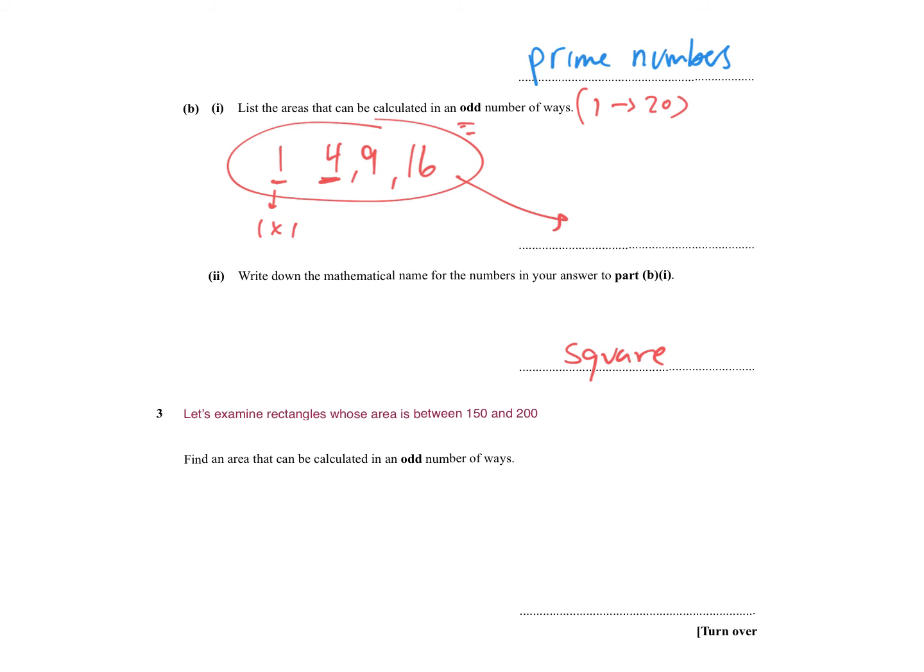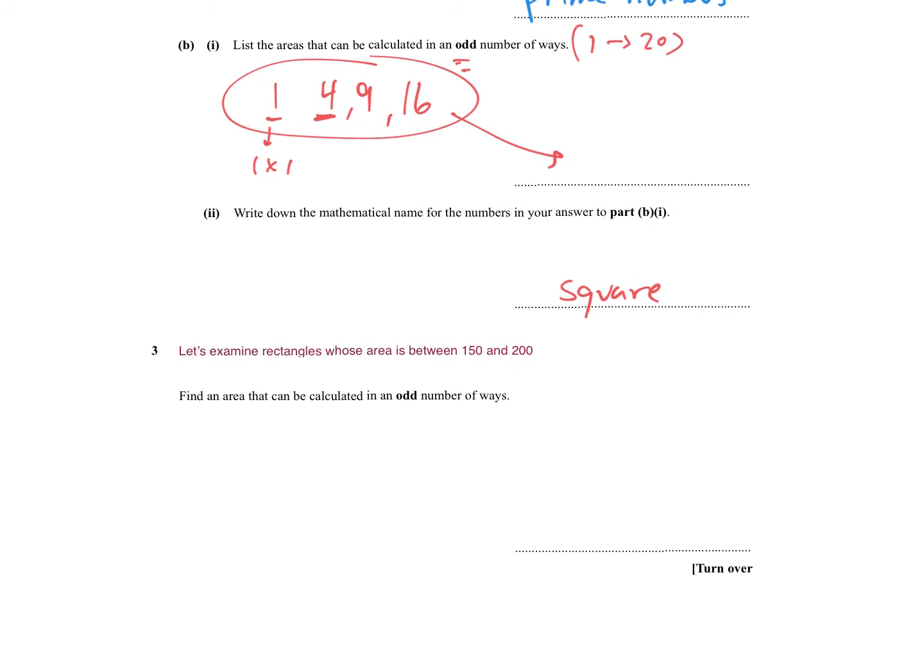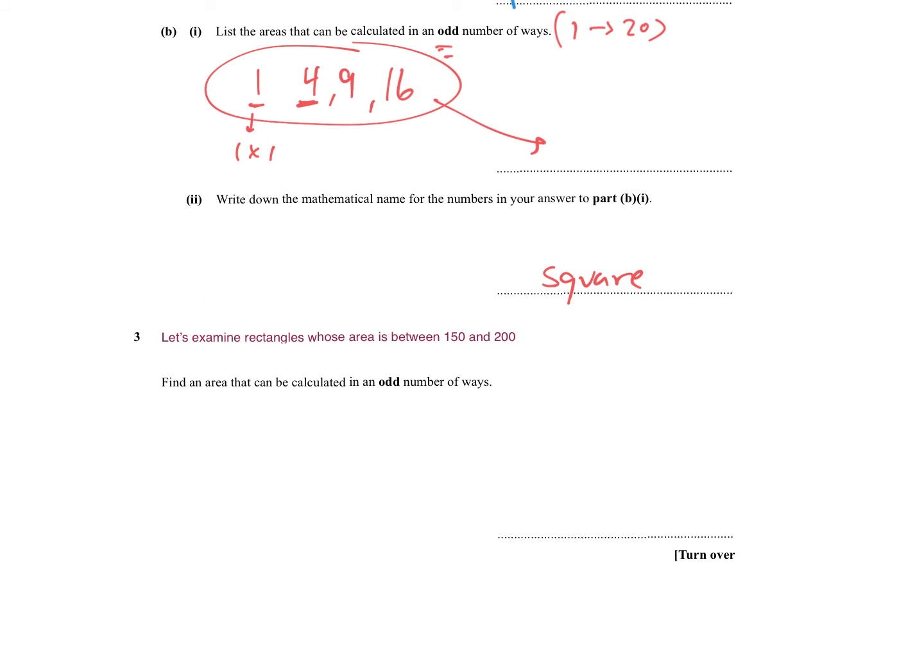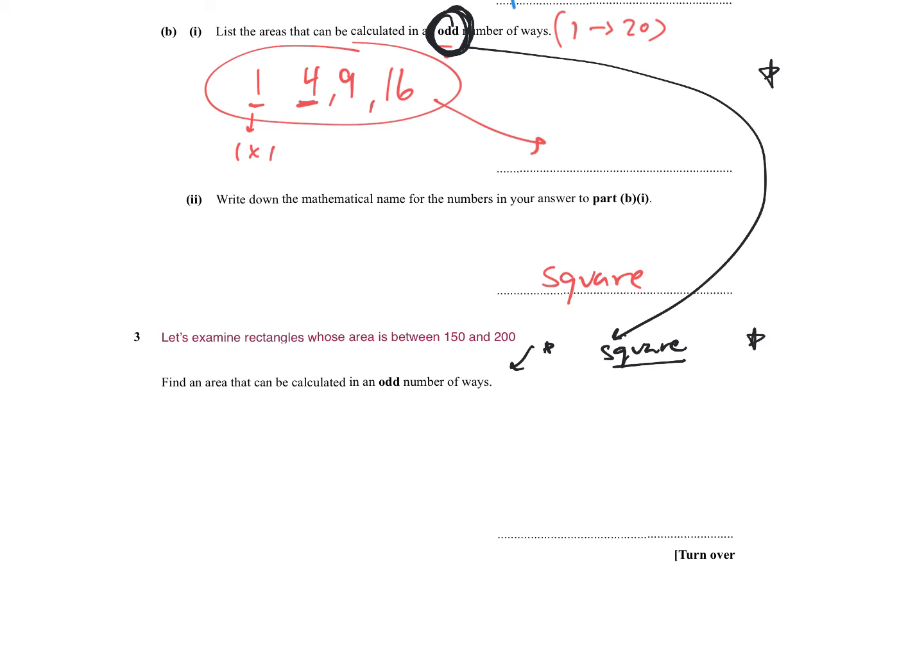Let's examine rectangles whose area is between 150 and 200. Find the area that can be calculated in an odd number of ways. Well, unfortunately, I think this problem's answer hinges on being able to discover the answer to the problem above and realizing that we're looking for squares, right? If you realize that you're looking for squares, then it makes that problem a lot easier. And I think, unfortunately, with this question, if people got this wrong, then people got this wrong. If you didn't see that squares were what we were looking for up here, then you didn't realize that squares were what we were looking for down here, which is a bit of a fault in the question.